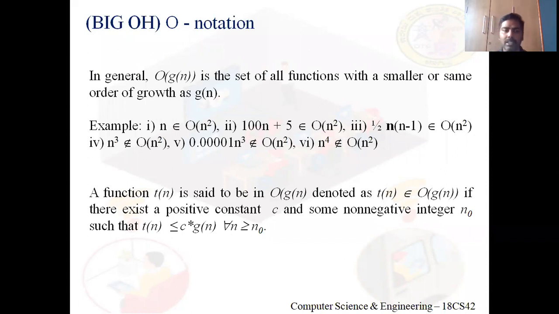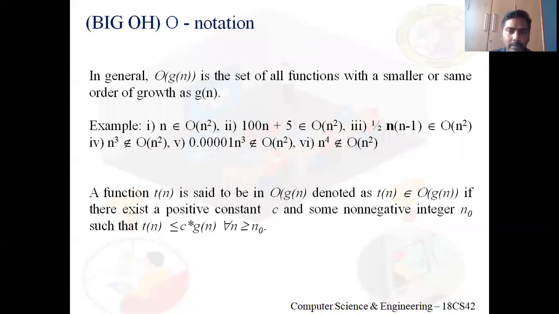If you're not clear, let me give you an example. In example one, I'm saying that the function n belongs to big O of n square. Is it true? Yes, of course, because n square is a quadratic. Big O of quadratic means the set of all functions whose growth rate is smaller than or equal to quadratic, and n is linear, which is less than quadratic. So this belongs to big O of n square.